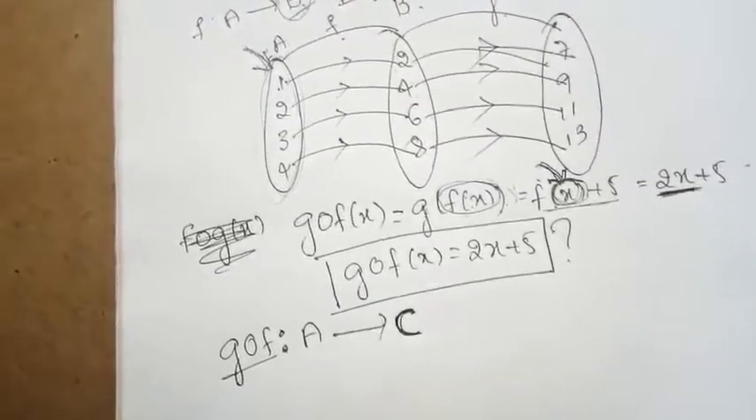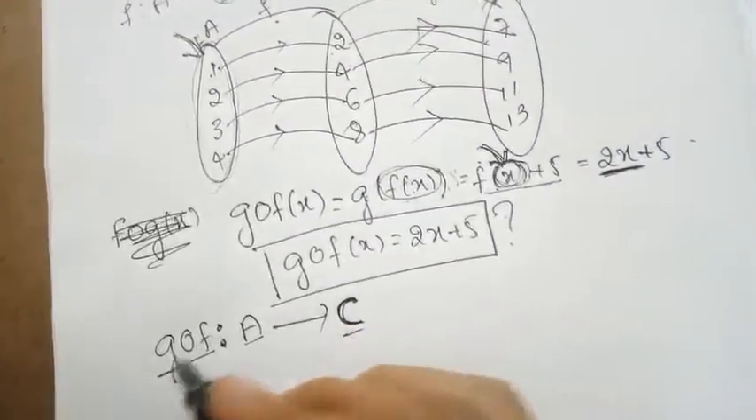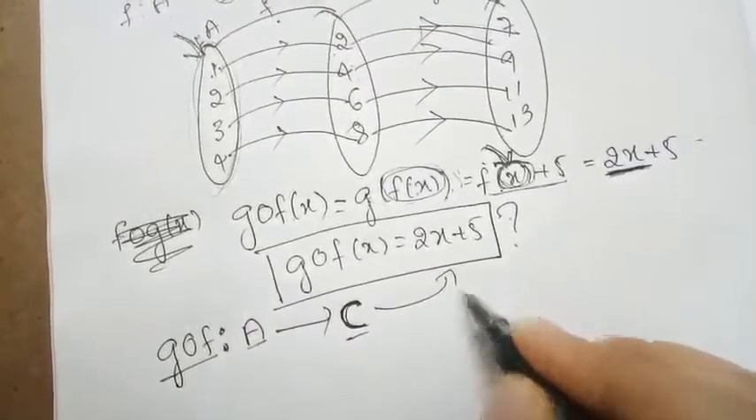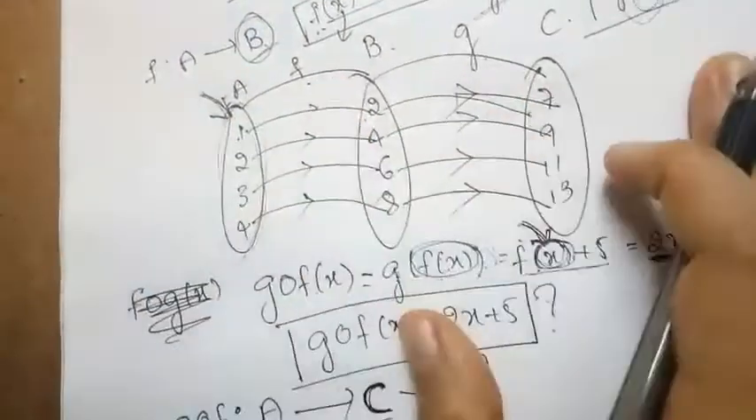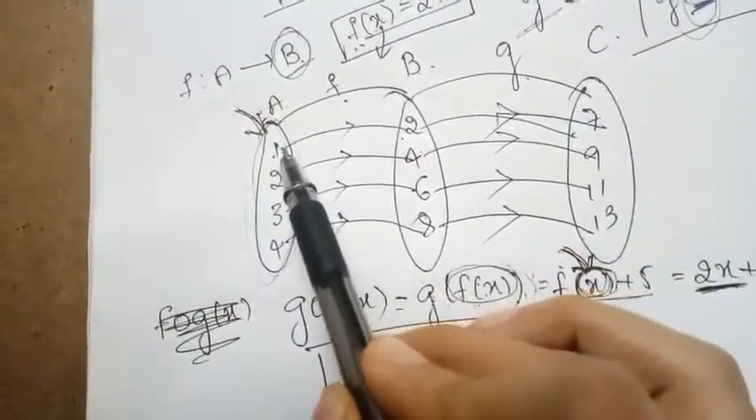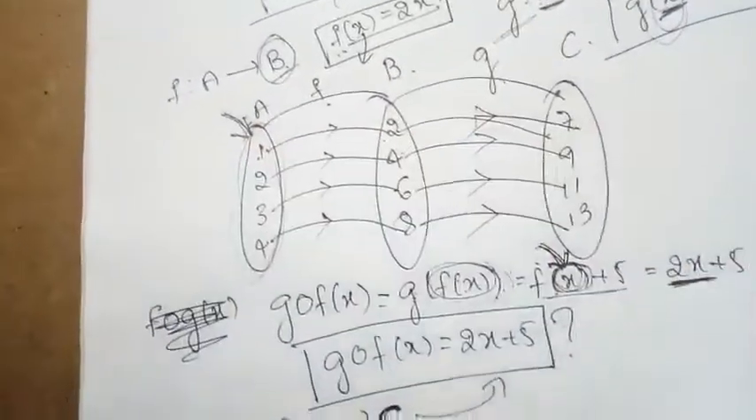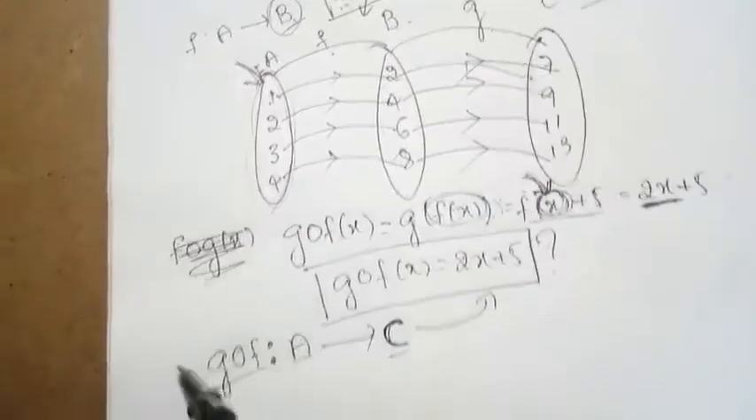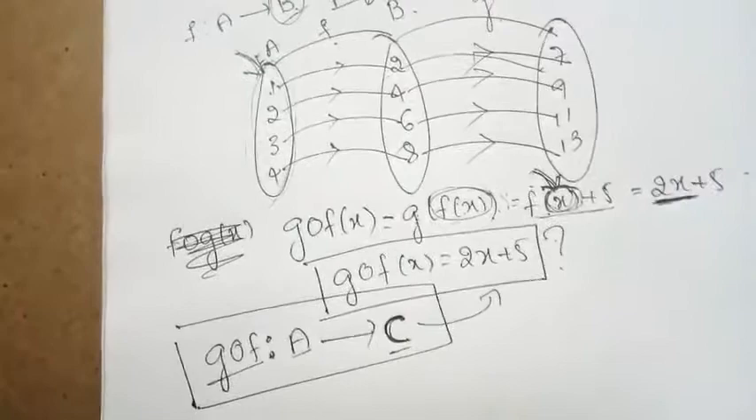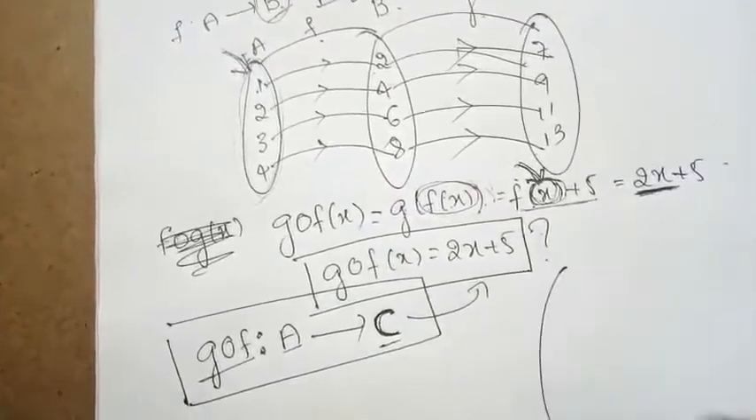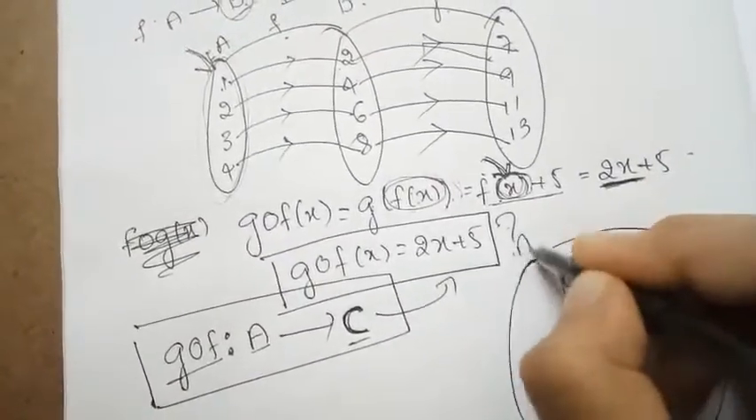So g of f of x means the domain is the set A, and the codomain is the set C. g of f of x is the function defined as 2x plus 5. When we look into this mapping, 1 has an image 2, and 2 has an image 7, and the process goes on like this. So when we combine those two functions and get a new function, we can directly write it as a function from set A to C.